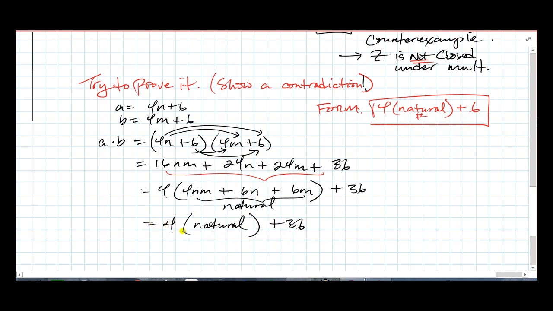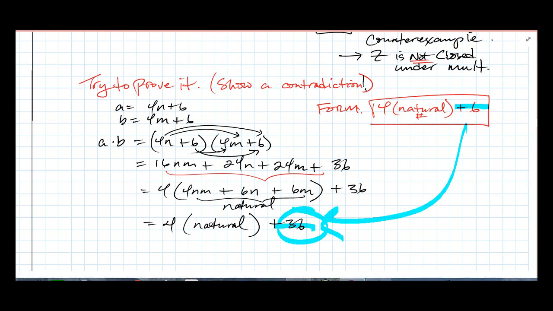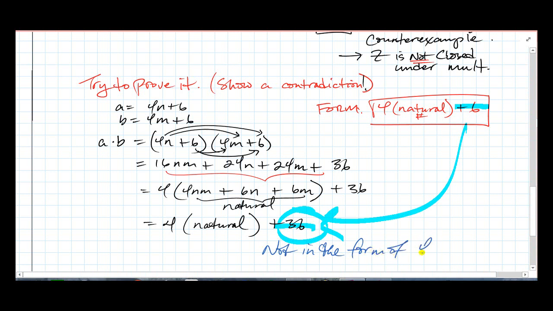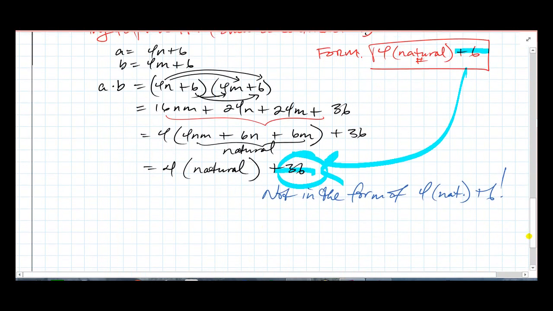The first part's good, but the second part is not, okay? This is not in the form of 4 times the natural plus 6. Because of this right here, the plus 6 and this is plus 36, there's a problem, okay? Not in the form of 4 times the natural plus 6. And you can't prove it, so it's not closed. Okay, so there you go.